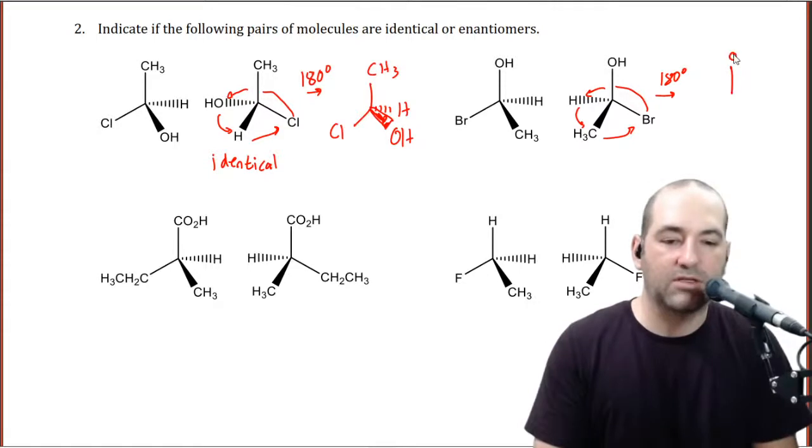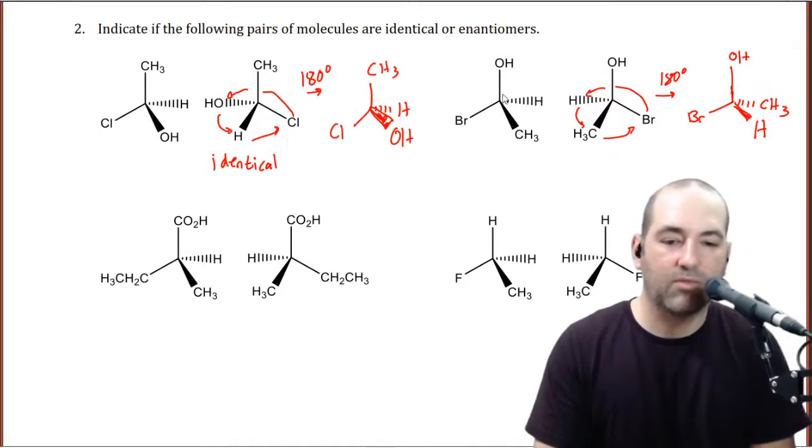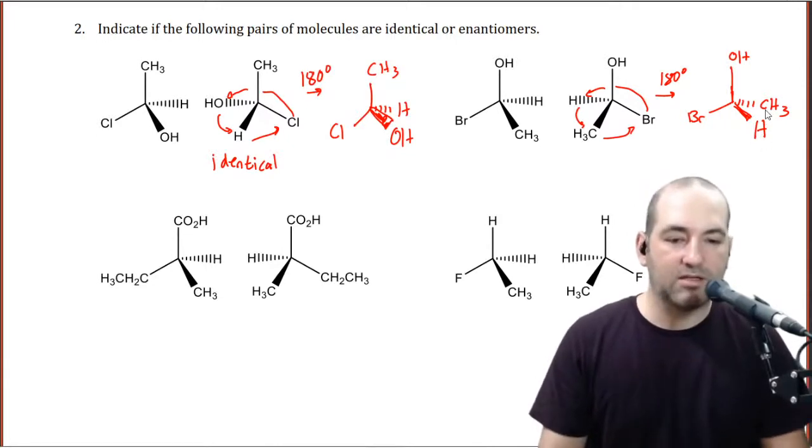And that means that the OH stays on top. The Br flips over to the left. The wedged CH3 ends up in the back. And the dashed hydrogen ends up in the front. Now we're going to compare this one to this one. And we can see the OHs line up, the BRs line up, but the H and the CH3 end up being flipped. So that tells us that these are actually enantiomers.